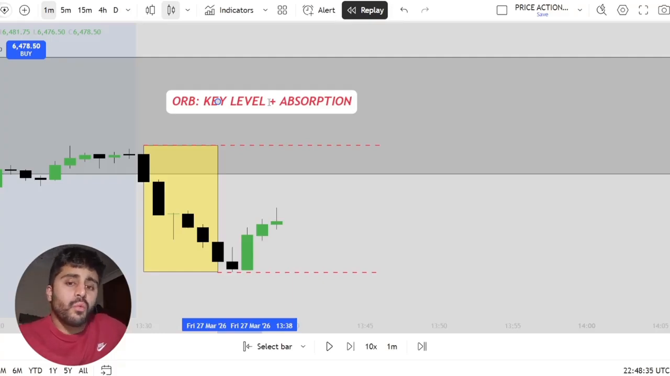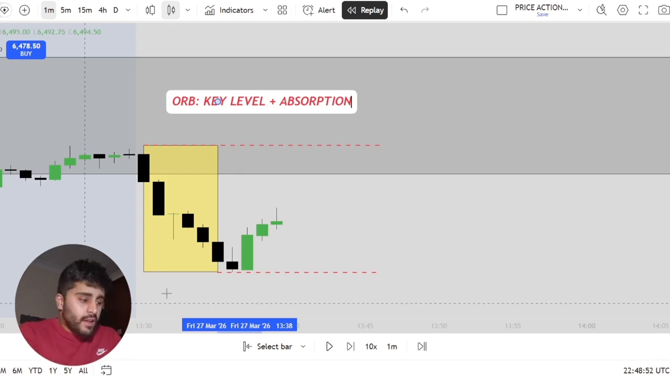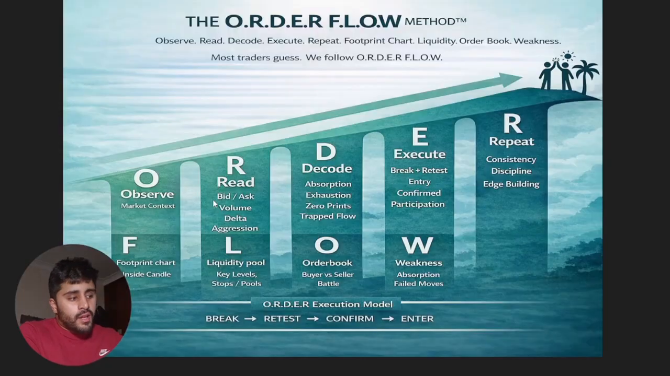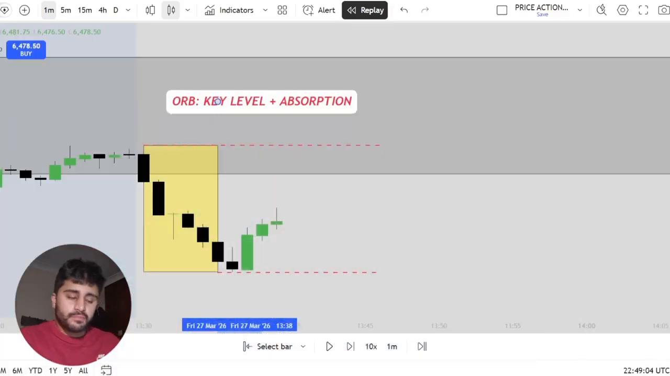You want to understand where the market wants to trade. So where is the imbalance? You then want to understand who is aggressive in that key level, and does your ORB line up with that? If you're trying to put ORB into a strategy, because an ORB is just a concept, you want to put it into a strategy that works, that's consistent, that's repeatable. That's why we use the order flow method here. So you want to observe what the market's doing, read it, decode it, then execute based on what you've decoded, and repeat that, right? Because the ORB looks different every day.